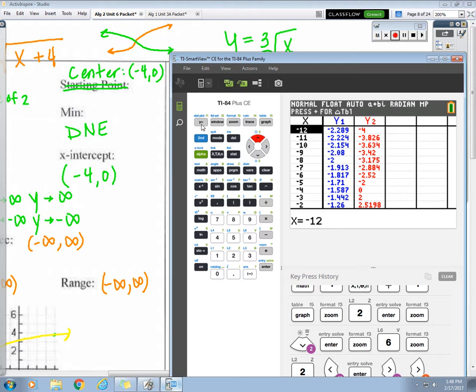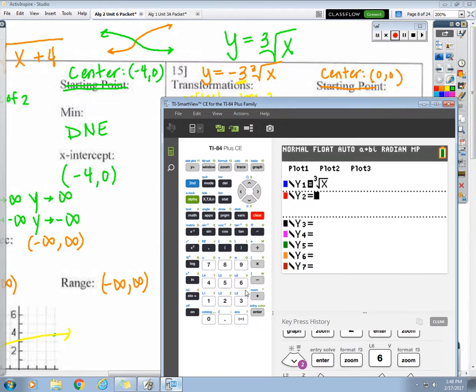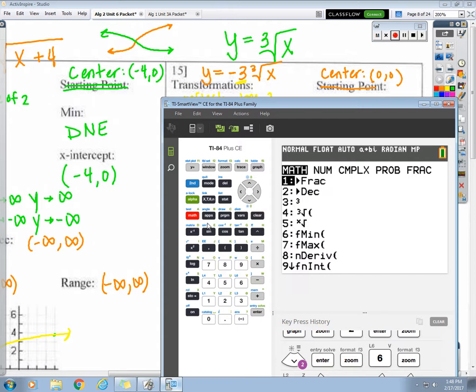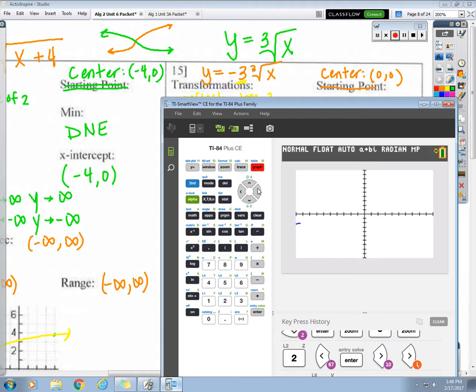So y equals, our function is -3 cube root of x. So how do you do that? To get the cube root, you go to math and then it's number 4. Okay, so now when I graph it, there's the parent function. There's mine. See how it's now going down from left to right because it was reflected?